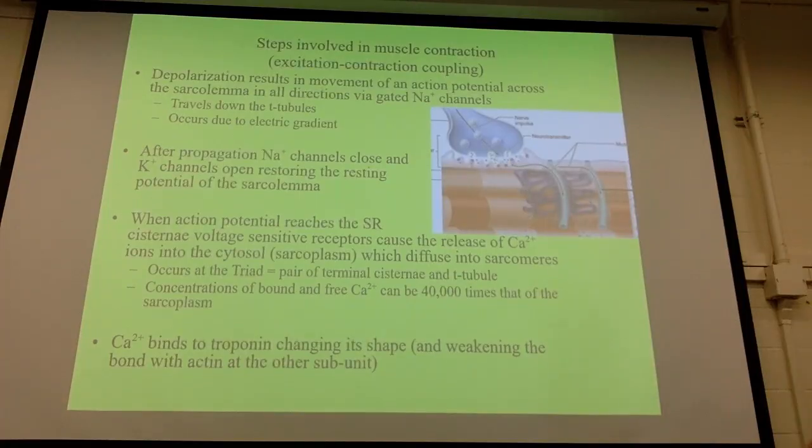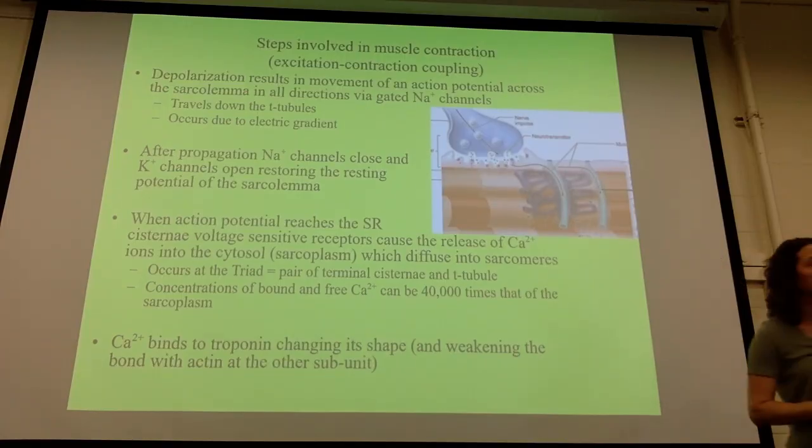Okay, let's go through the steps. Step one, depolarization. So that was what we just looked at, with the sodium coming in and the potassium leaving, and that change in polarity in the electrical charge of the muscle cell. Depolarization results in the movement of action potentials across the sarcolemma in all directions through sodium channels. This action potential travels down the T tubules and occurs due to an electric gradient.